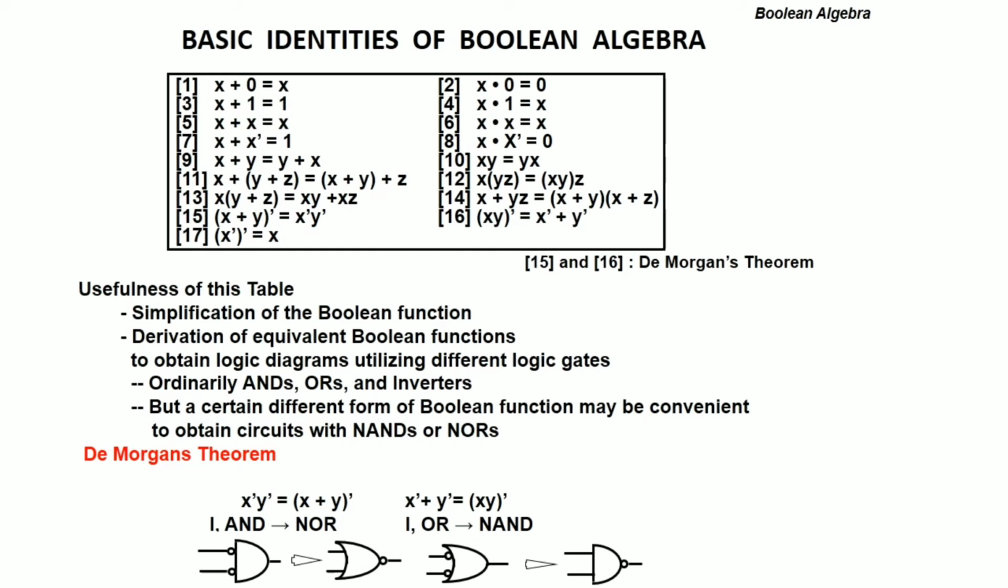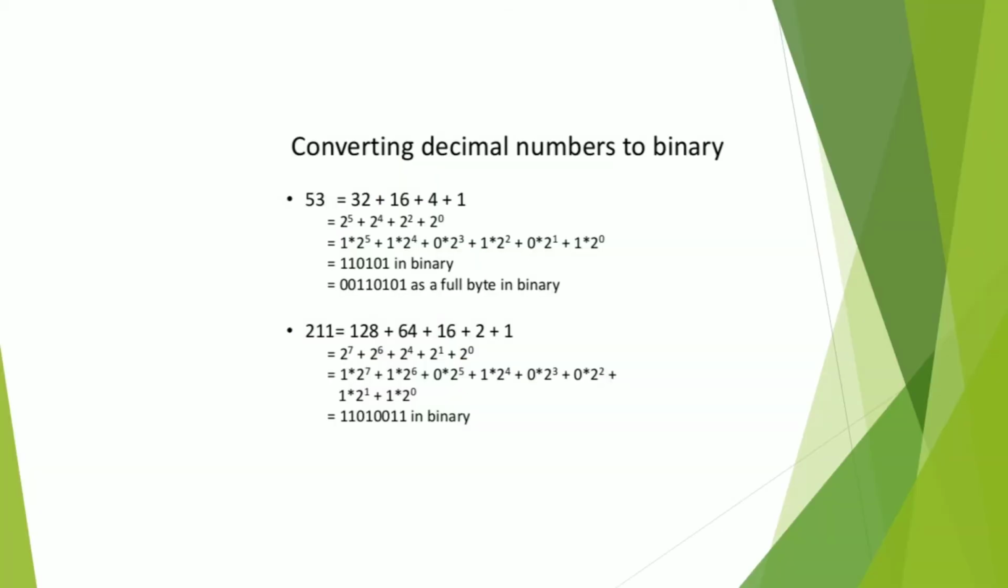Similarly, in the other De Morgan's theorem, we are again considering the two variables x and y. This is the addition x bar plus y bar, which is equal to (x into y) bar. That indicates the inputs are inverted, like OR gates, and the output is the NAND gate.